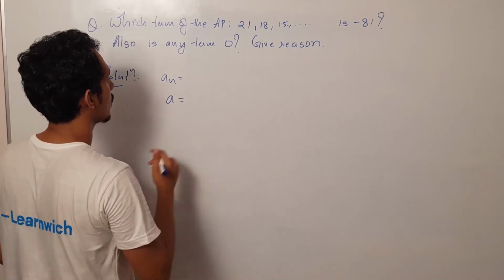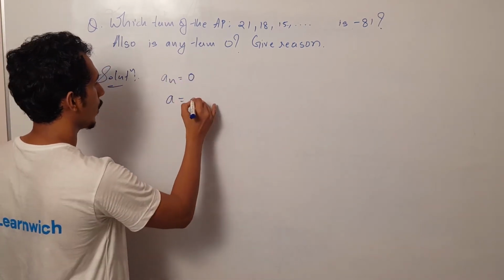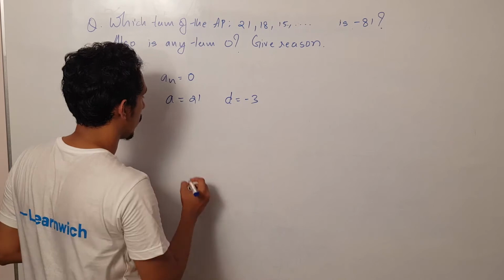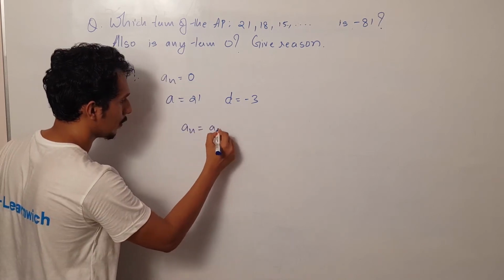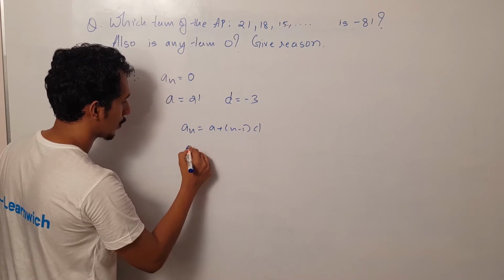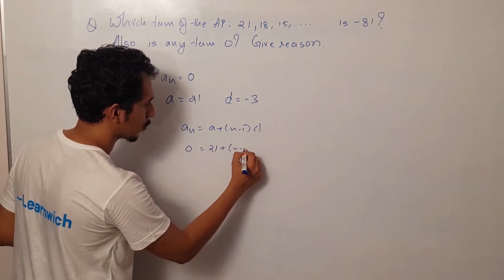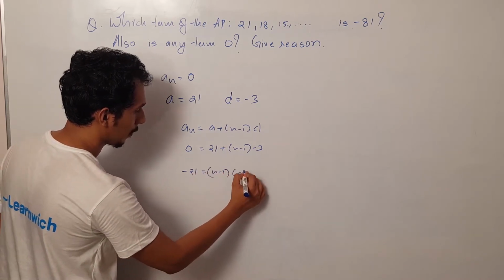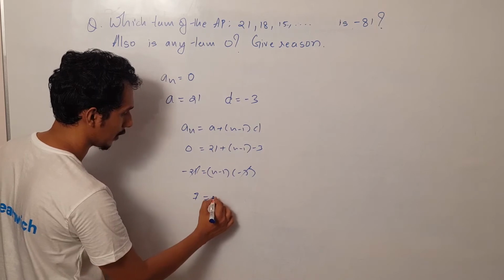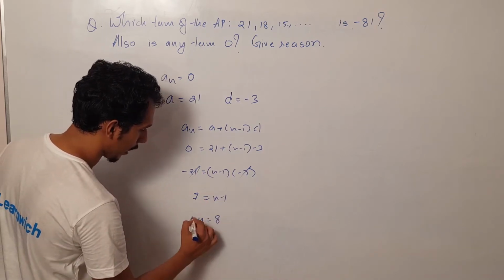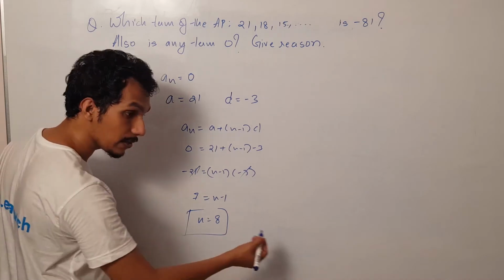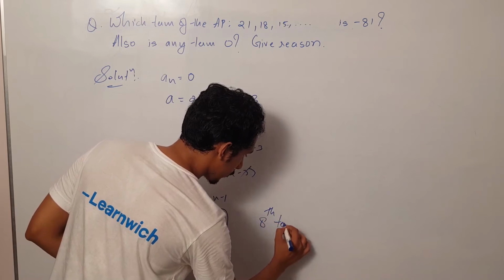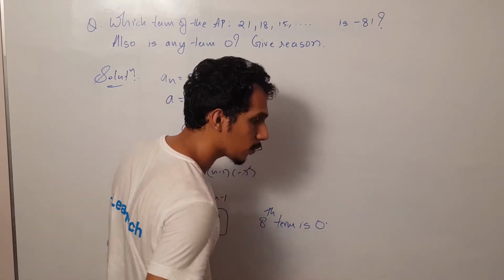Let's say I'm putting an is equal to 0. A is 21, I already know. D is equal to minus 3, I just found out. I want to check if 0 is also a part. Okay, so an is equal to a plus (n minus 1)d, or 0 is equal to 21 plus (n minus 1) into minus 3. So you get minus 21 is (n minus 1) into minus 3. This cancels, you get 7 is equal to n minus 1, or n is equal to 8. Yes, and n is a positive integer. It's a positive value. I can say that the 8th term is 0. That's it.